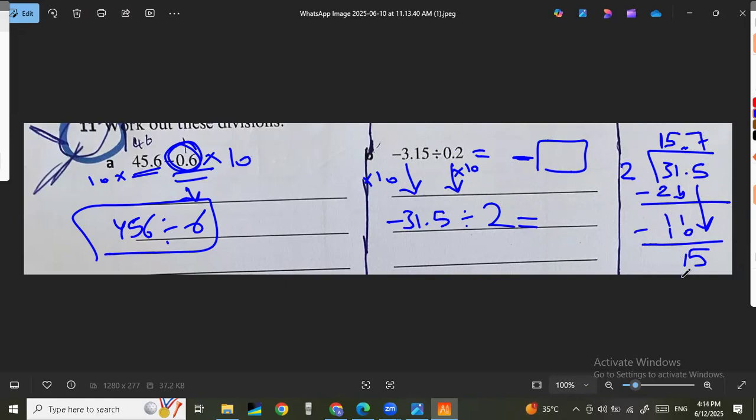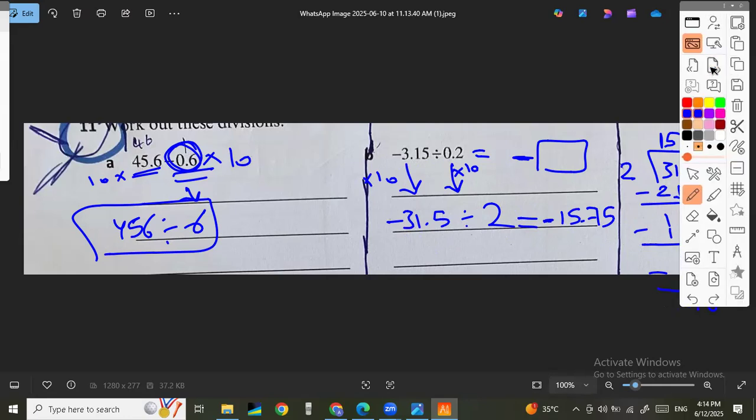And 7 times 2 is 14. Subtract, gives you 1. Mister, can I put remainder? No, in decimals, no remainder. So just put a 0 and bring that 0 down there. It will be 10 divided by 2 is 5. So that is negative, as we agree, because negative divided by positive is negative. And 31.5 divided by 2 is going to be 15.75. Next question.